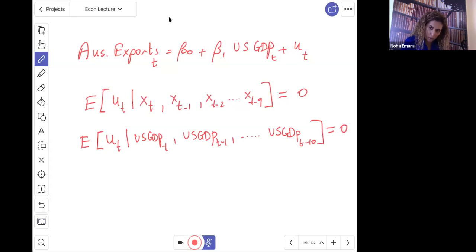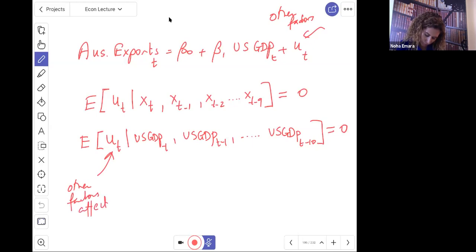So again, to make it easier, think about UT as other factors affecting Australian exports. Can you try to think about other factors affecting Australian exports that are totally disconnected from the US GDP? So these are other factors affecting my Y, the dependent variable, Australian exports. Sometimes you can easily get this condition satisfied, and many times you might not.